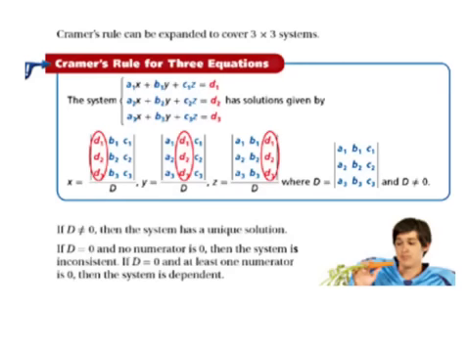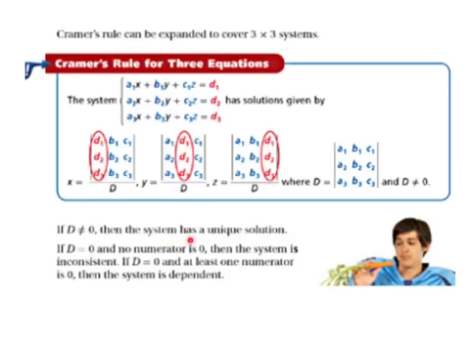Cramer's rule can be expanded to cover 3x3 systems. If you see, first we find our determinant, then we solve for x, y, and z. So we solve for x, we replace our first column by our constants, find the determinant of that, and do your division. Next, we replace our second column, then our third.